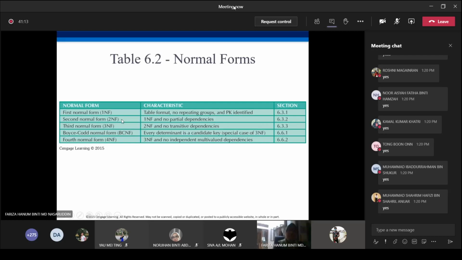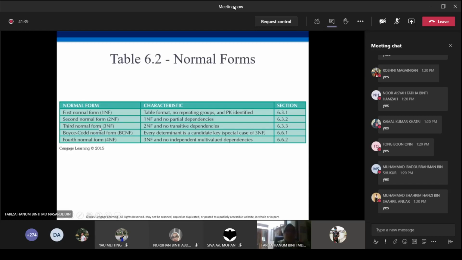Second normal form: a table in second normal form is already in first normal form. That means it has a primary key, it has no repeating group, and it has no partial dependency. You must try to just remember this. In second normal form, it has no partial dependency. What is partial dependency? We will look at it afterwards.